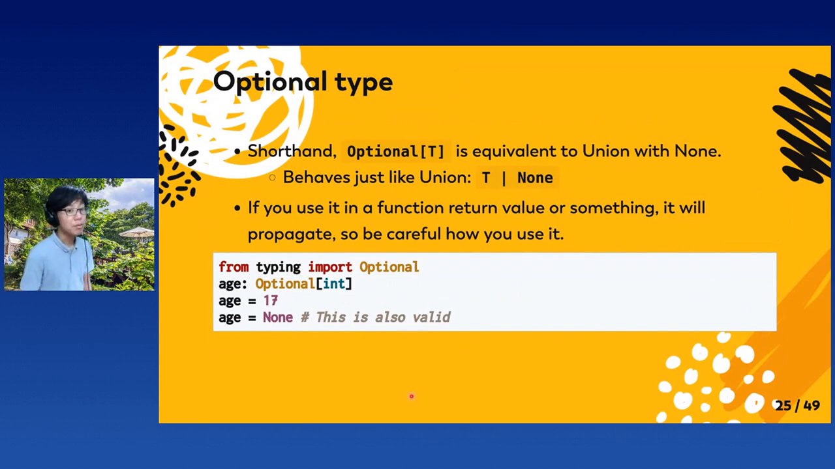Next is Optional. It is a generic type, a shorthand. It is shorthand equivalent to a Union with None. Yes, it behaves just like Union, like this. If you use it in a function return value or something, it will propagate. It's very useful, but be careful how you use it.